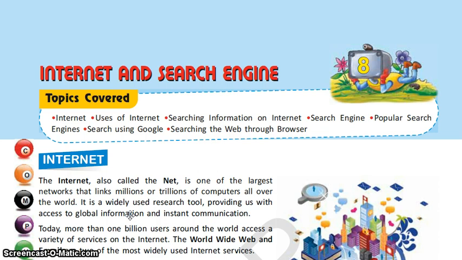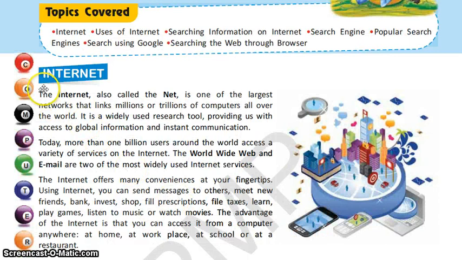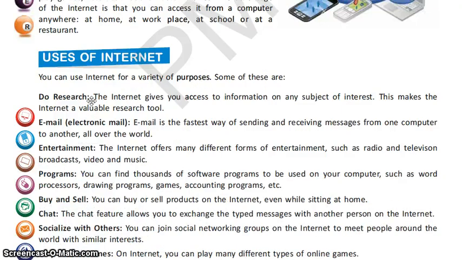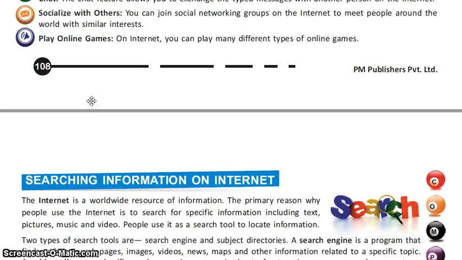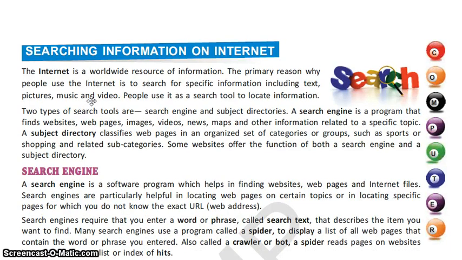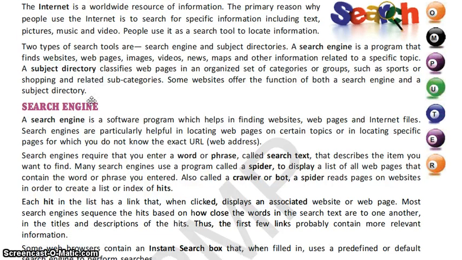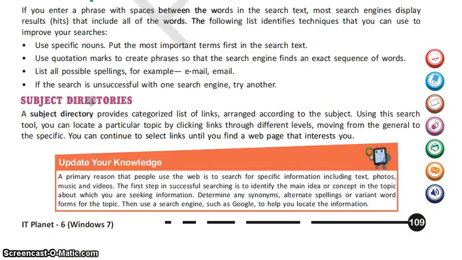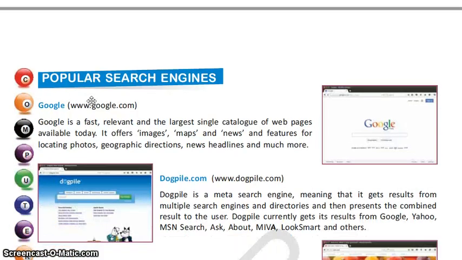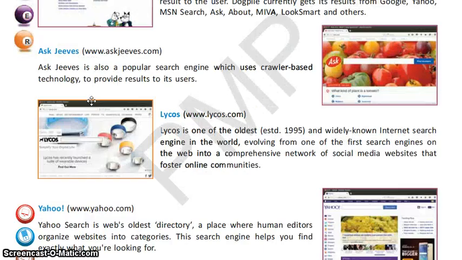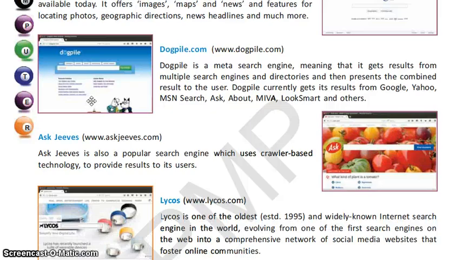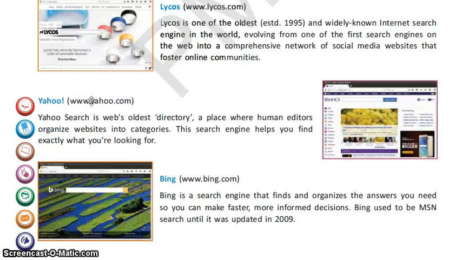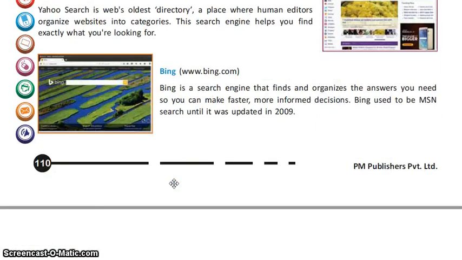So students, we were discussing the chapter Internet and search engines. We have studied what is Internet and the different uses of Internet in our previous topics. Now, searching the information on Internet, we have studied the different search tools, like the search engine and the subject directories. Apart from that, we have studied the popular search engines, like Google, Dogpile, Ask Jeeves, Lycos, Yahoo and Bing. These are the different search engines.